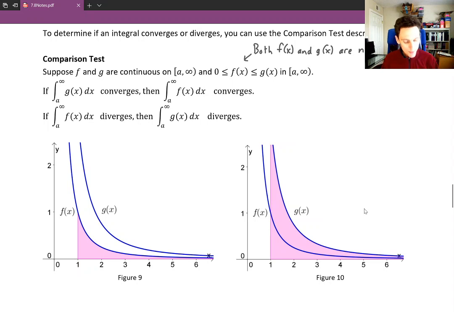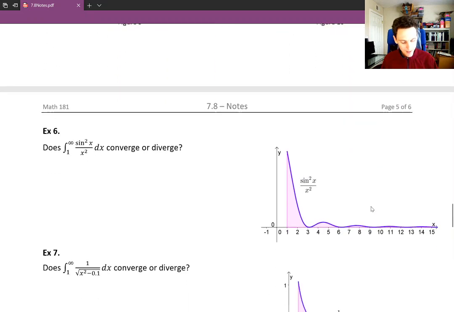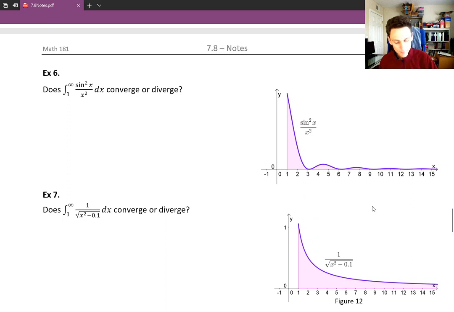All right, so let's use this comparison test to help us with example 6. Example 6 says, does the integral from 1 to infinity of sine squared x over x squared dx converge or diverge? Now, off to the right, we have a picture of sine squared x over x squared. Basically, it looks like the 1 over x squared function, but it wiggles up and down. So it touches the 1 over x squared function at its peaks, but then it goes down to 0 whenever sine squared x goes to 0. So it waves up and down as you go to the right.